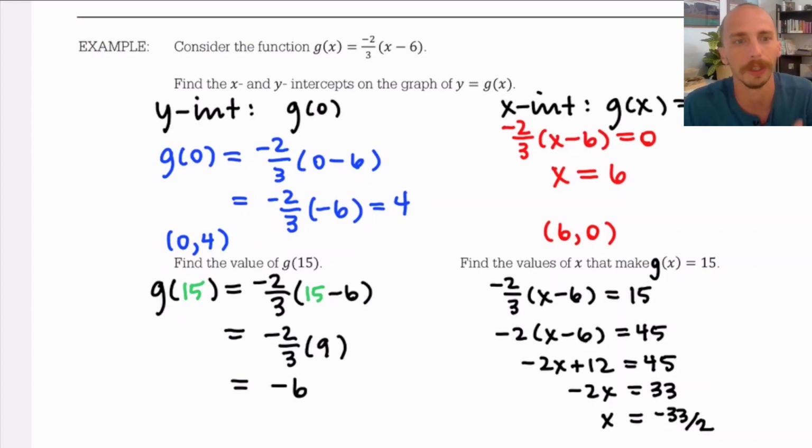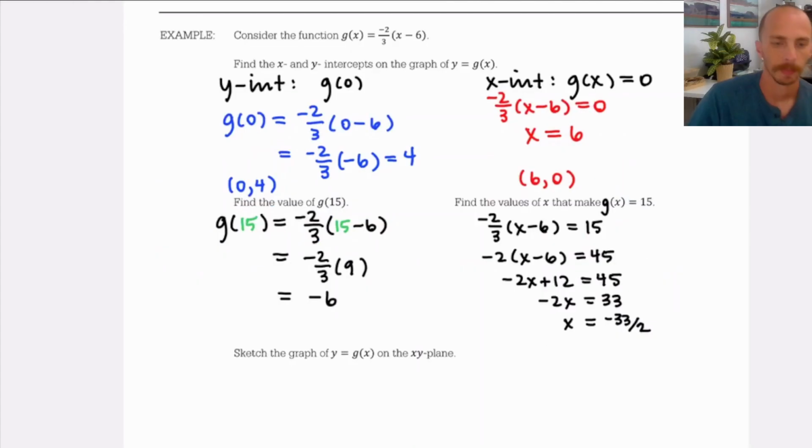And so on this one, I did some different steps. I multiplied both sides by 3, then didn't divide by negative 2; I distributed the negative 2. But you could go whichever way you want. And if you got negative 33 over 2, then good for you. You were heading in the right direction.